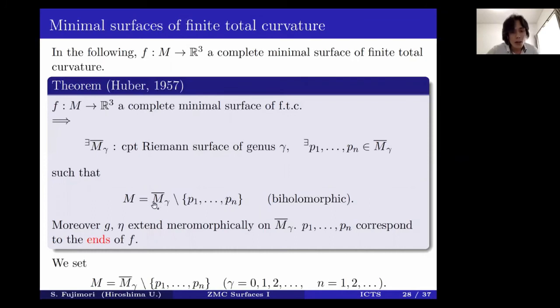And moreover, the Weierstrass data G and eta, which are defined on this M, extend meromorphically on M bar. Okay? So without essential singularities. And these removed points are called ends of the surface. So now we set M equals this M bar minus finite points. The genus gamma can be 0, 1, 2, and so on, but n must be a positive number.